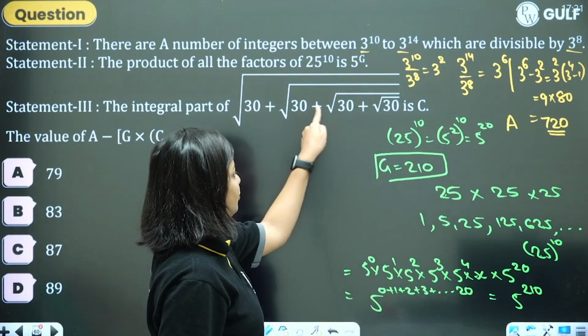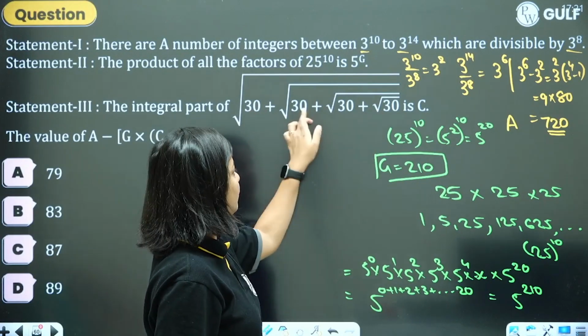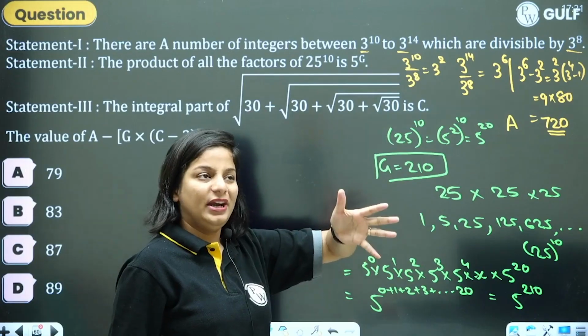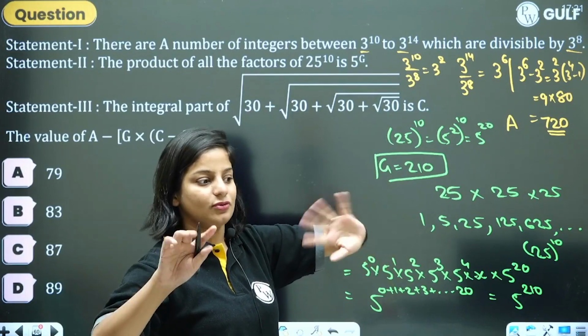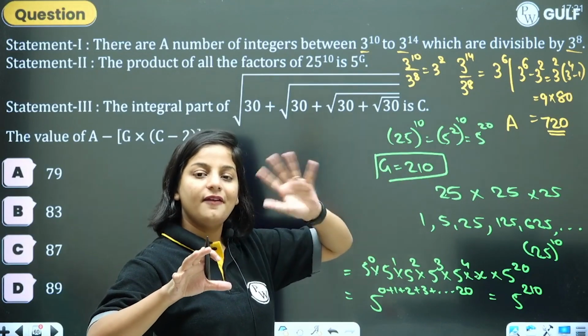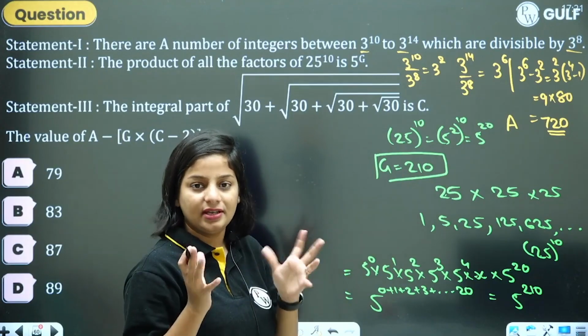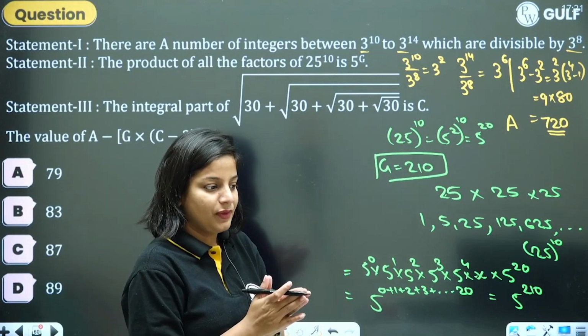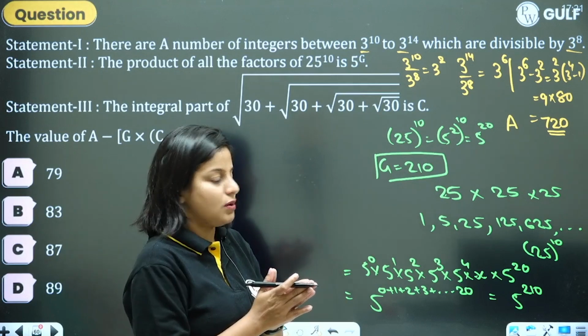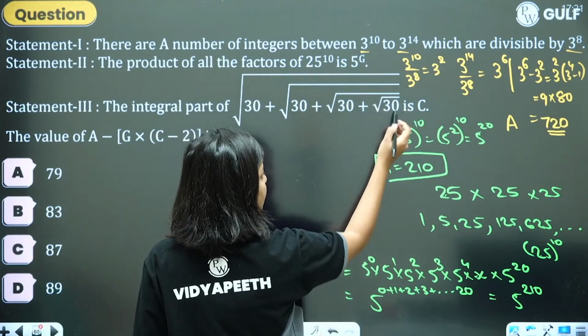Root 30 plus root 30 plus root 30 plus root 30. 1, 2, 3, 4, 5. Now root 25 is 5, root 36 is 6. So root 30 will be somewhere between 5 and 6. 5.3, something like that, you can count, right? Okay. So root 30 is 5.3, this value.